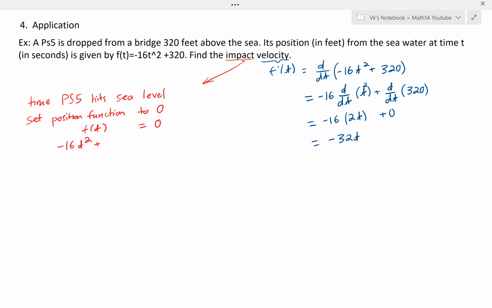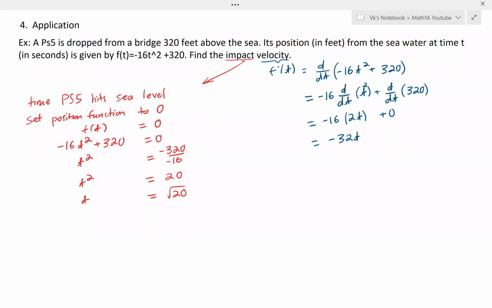Negative 16 t squared plus 320 equal to 0. From here we see that t squared is 320 over 16. So t squared is 20, and t is root 20. We don't have negative square root because time is non-negative. Okay, so that is the time the PS5 hits the sea water.